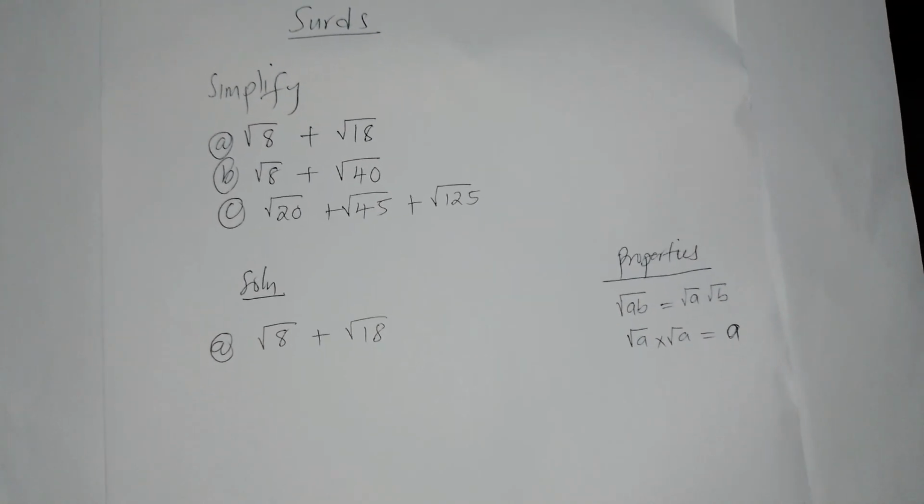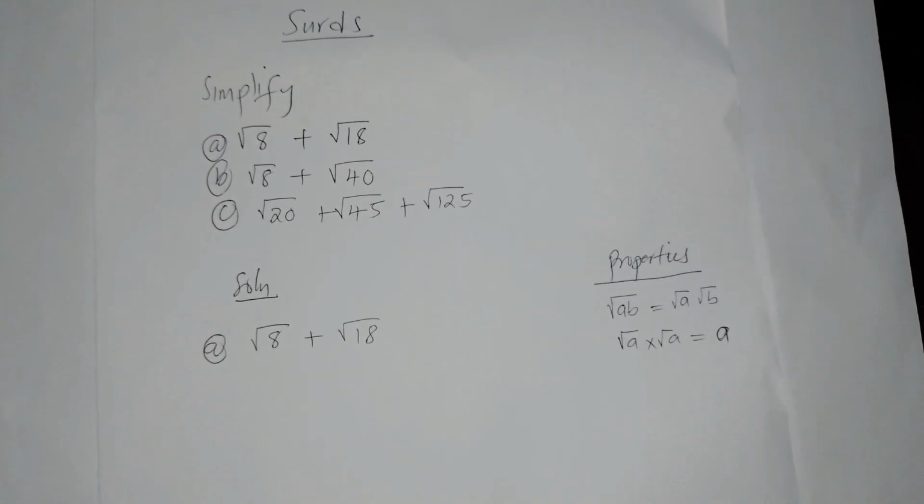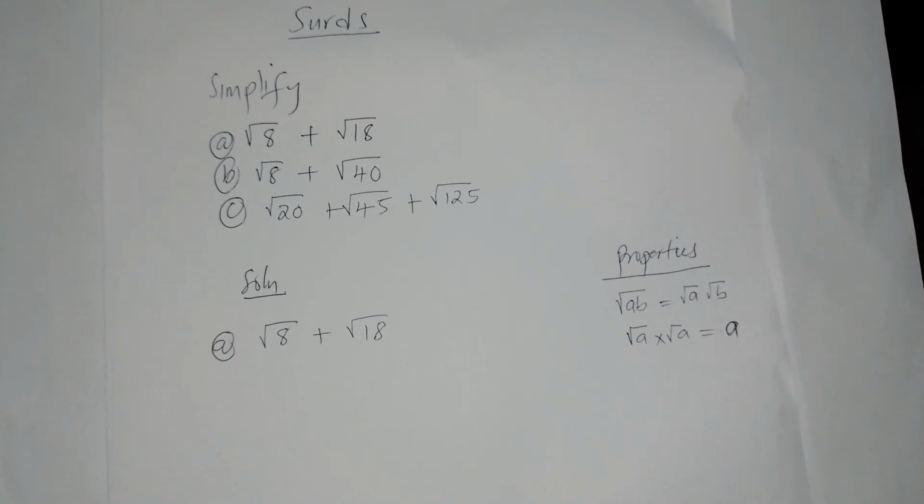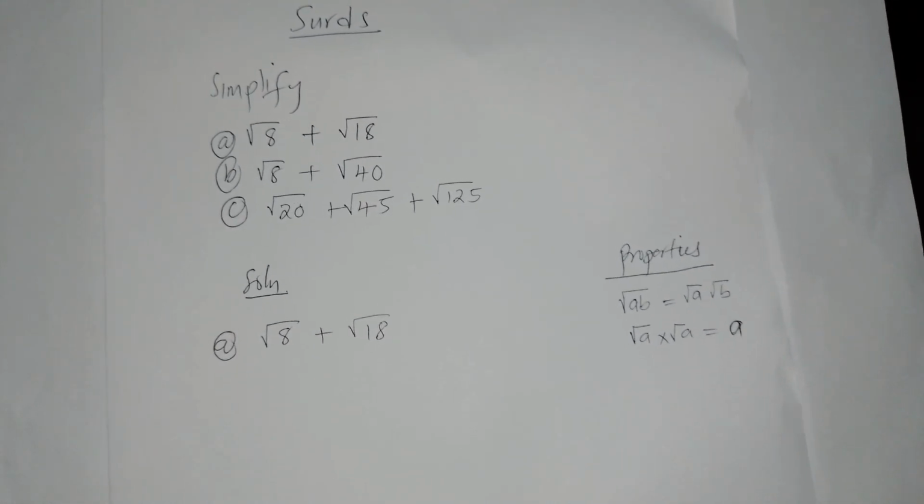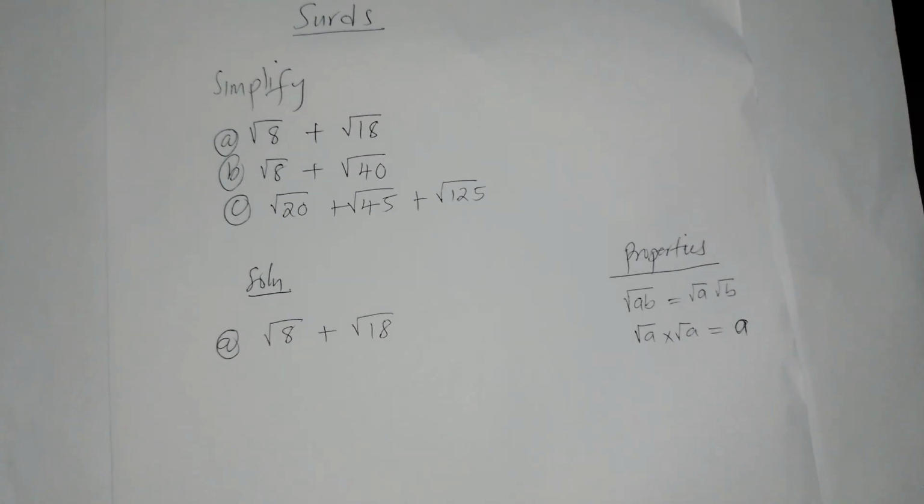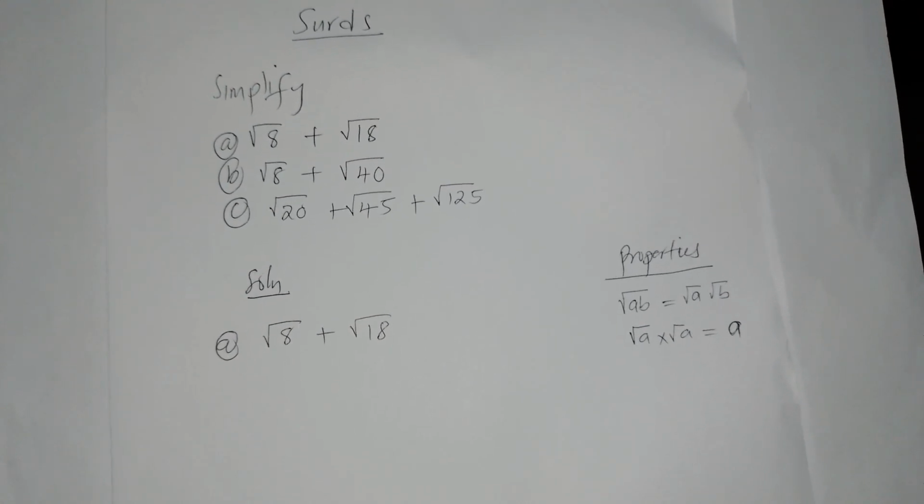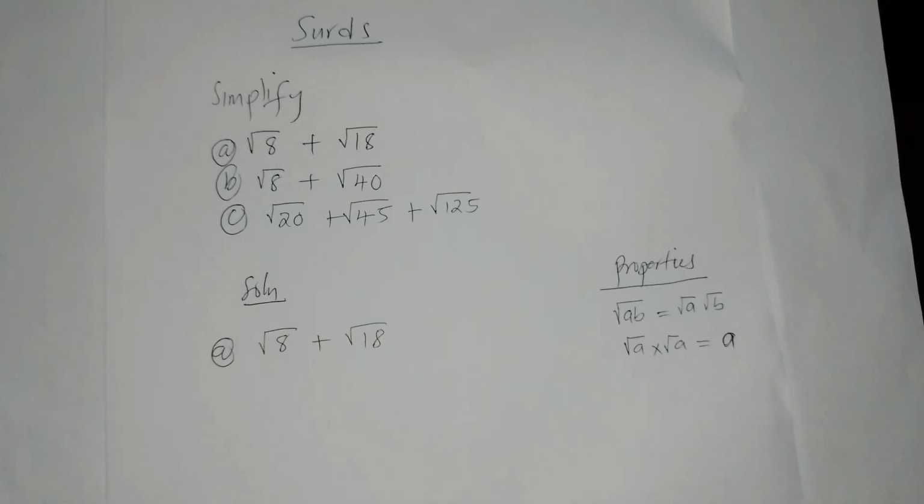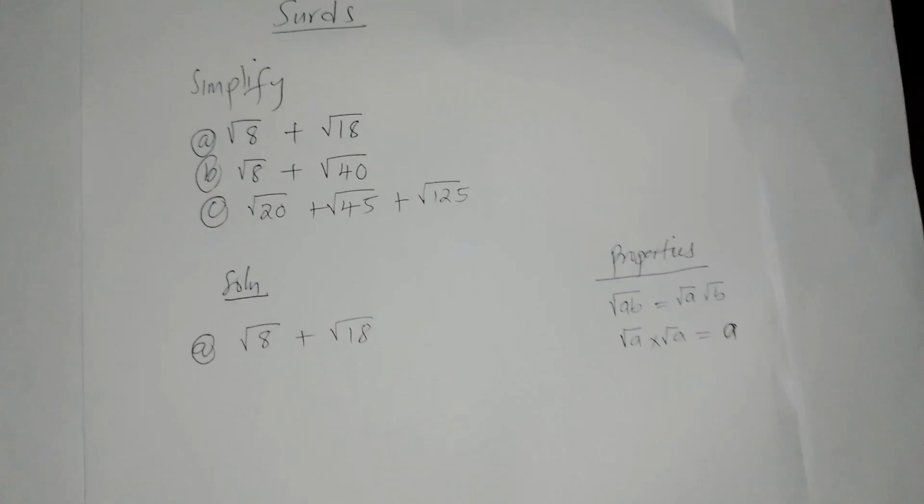In today's video, we are going to look at surds. The basic idea of surds is merely playing around with the idea of perfect squares and writing a number as a product of its perfect square and maybe some prime number.